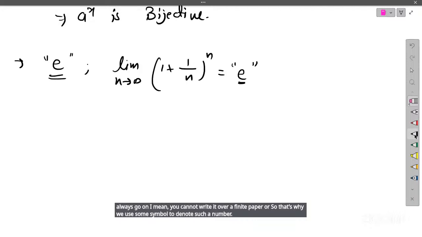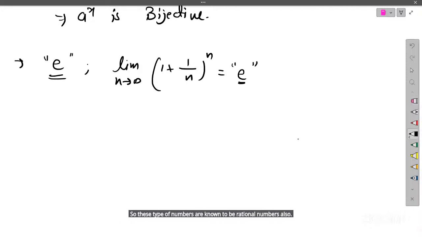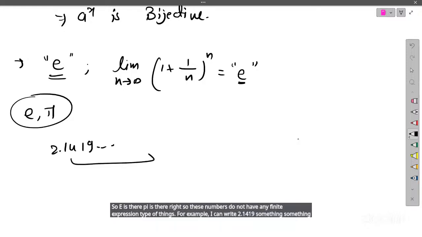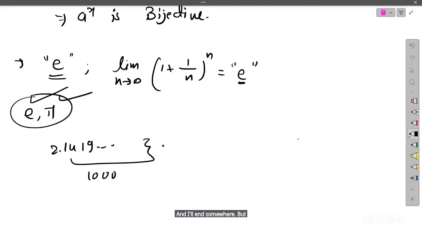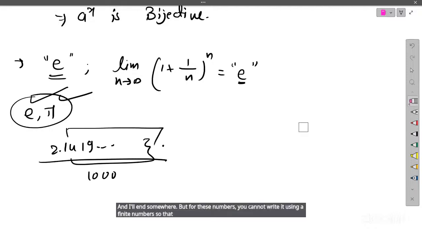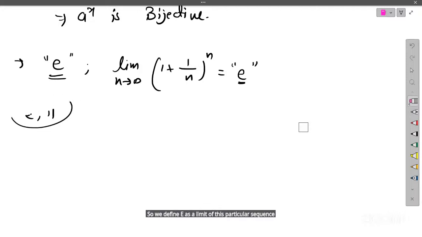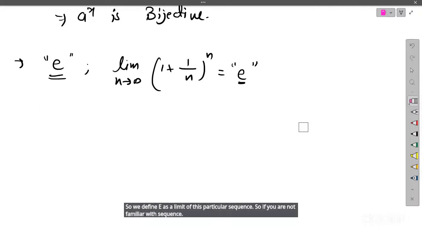These types of numbers are known as irrational numbers. E is there, pi is there, and these numbers do not have any finite expression. For example, I can write 3.1419 something, up to, suppose, 1,000 digits and end somewhere, but you cannot write these numbers fully using finitely many digits. So that's why we use a symbol for those numbers. We define E as the limit of this particular sequence. If you are not familiar with sequences, that's okay. It's just information you can take.